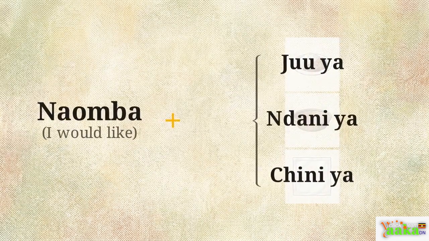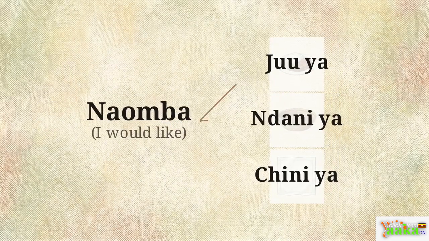Combining the polite request naomba with these prepositions means you can tell the waiter exactly what you want to eat and accurately describe where things belong on your table. We also have to make sure our food items match in plural form.